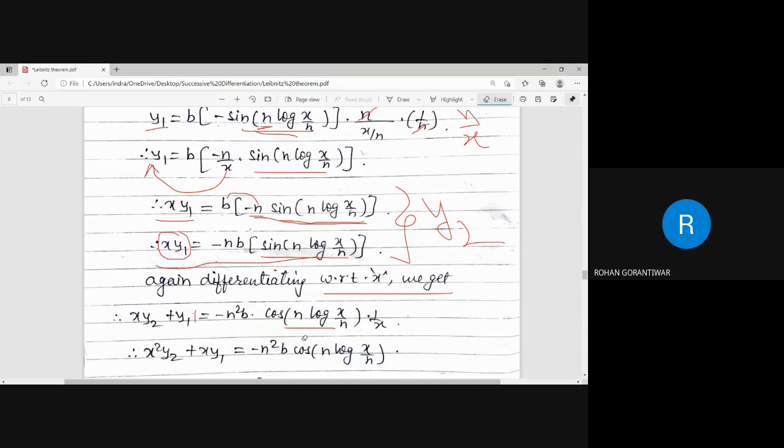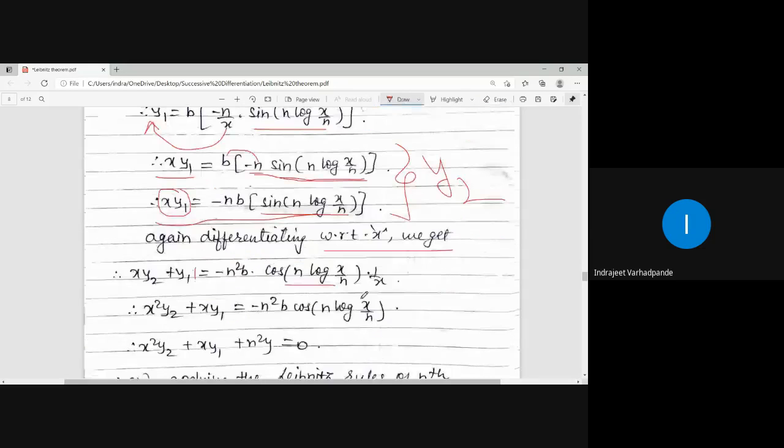Yes, sir. And now again multiply by x. So it becomes x square y2 plus xy1. And see here, it is your original question. B onwards, every term is nothing but your y. So minus n square y. And take this to the left hand side. It will become n square y.